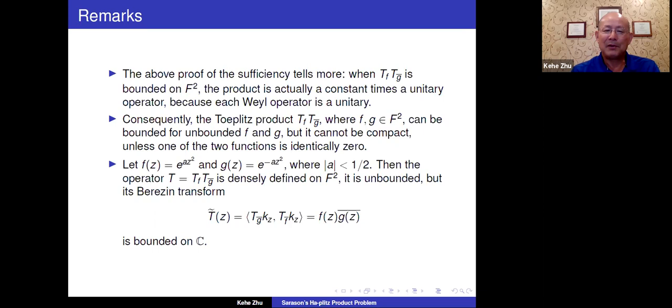At one time, people were actually hopeful that the Berezin transform may completely determine when an operator is bounded or compact. But of course, after a very short period, people realized that that is not possible. There are many, many counterexamples where an operator is unbounded, but the Berezin transform is bounded. So here is another very simple example of such a counterexample.